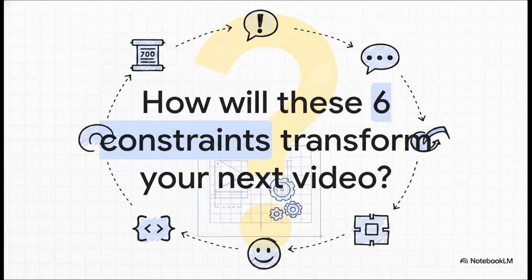I want to leave you with this final question to think about. How will applying these exactly 6 strict constraints transform your next piece of educational storytelling? Think about how stripping away all the fluff and strictly adhering to this blueprint could entirely change the way your audience engages with your material.